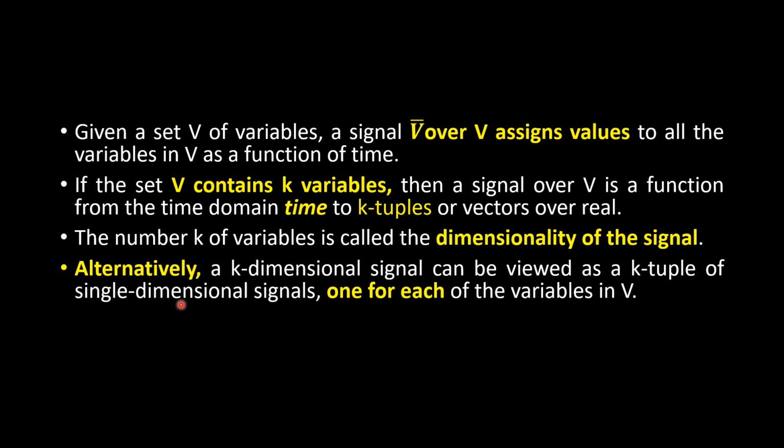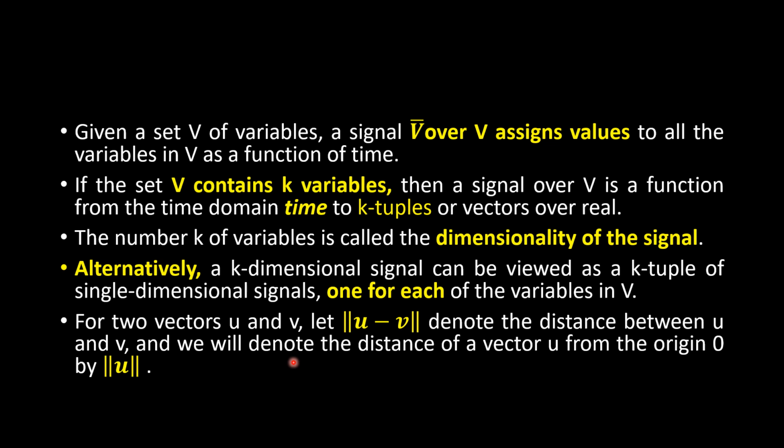Alternatively, what we can say now is a k-dimensional signal can be viewed as a k-tuple of single-dimensional signals, one for each of the variables in V. So that is the vice versa of this. We have a set that contains k number of variables. We are going to assign values to all the k variables. That k is called the dimensionality of the signal. So a k-dimensional signal can be viewed as a k-tuple of single-dimensional signals, one for each variable in V. So each and every dimension of a signal has one variable in V.